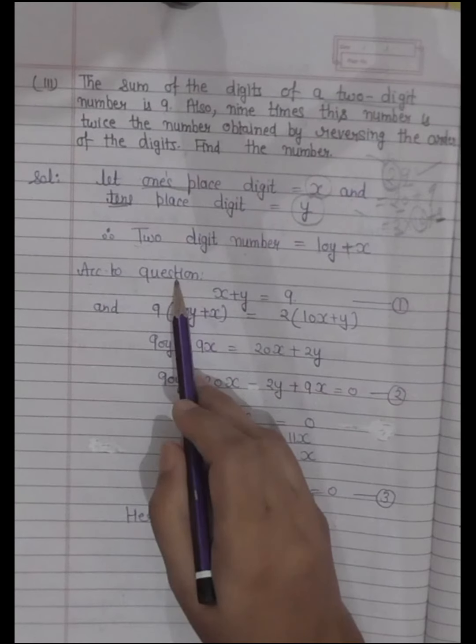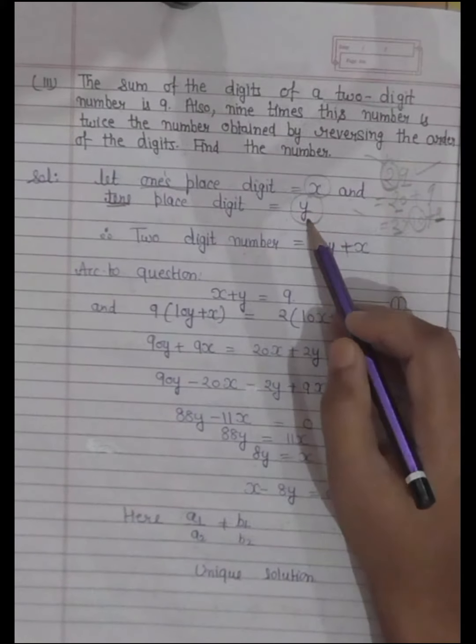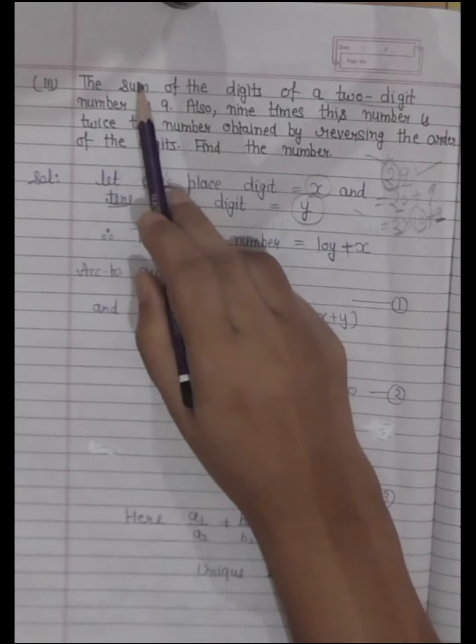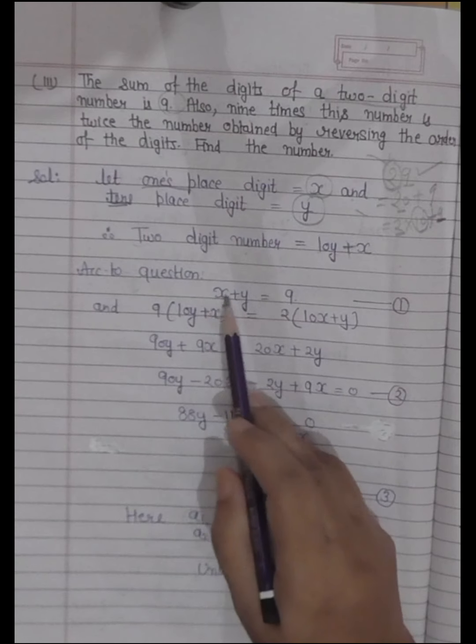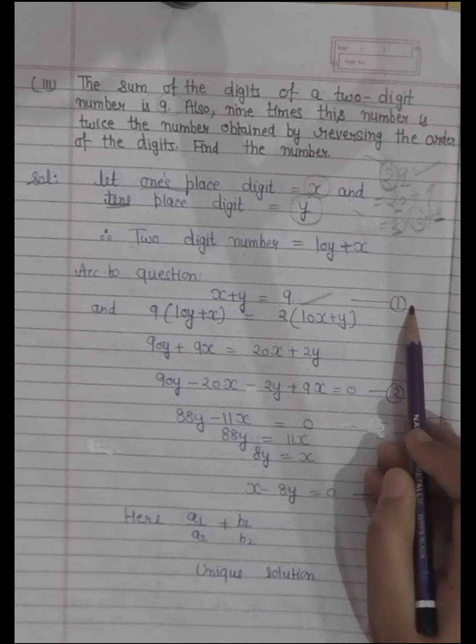Now according to the question, the sum of the digits, here x and y both are digits, so their sum is 9. So we can say x plus y is equal to 9. This is our first equation.